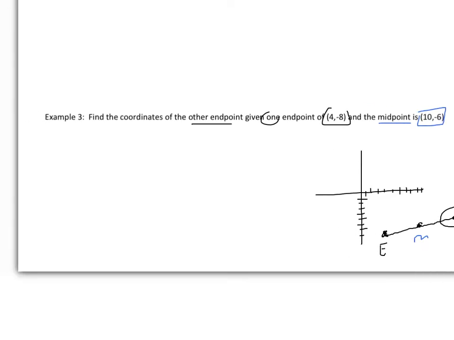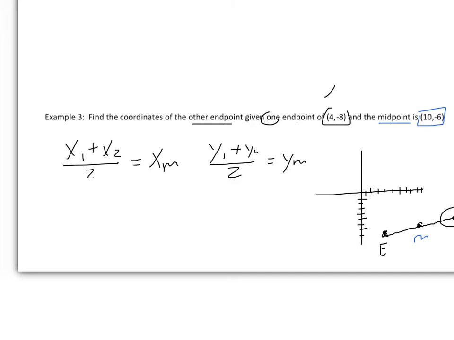Now we know that the formula says that if we add x1 plus x2 and divide by 2, we would get the x value of the midpoint. And the same for the y. We would add y1 plus y2, we would divide it by 2, and we would get the y value of the midpoint. So if we understand that that's what's happening, we can use this formula to go backwards and state that we're given one coordinate and the midpoint. Okay, so this would be considered the first coordinate.